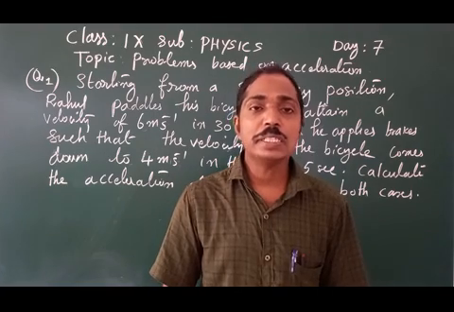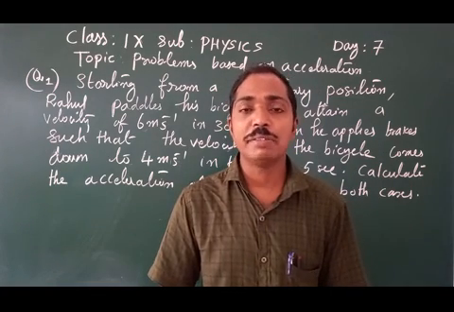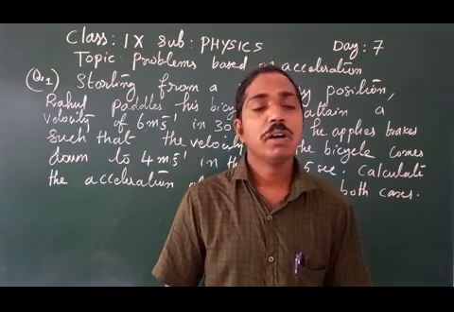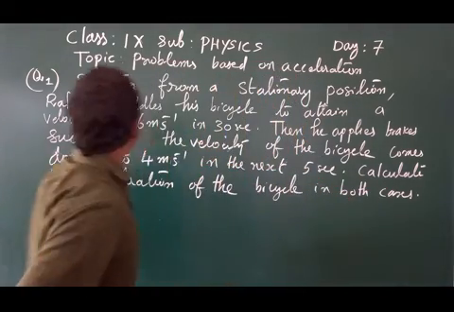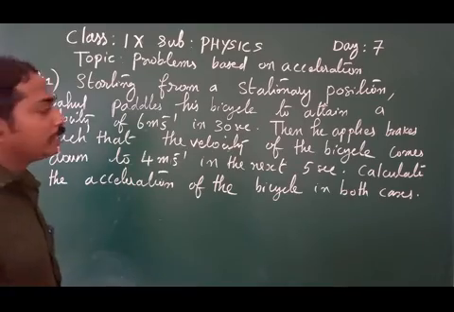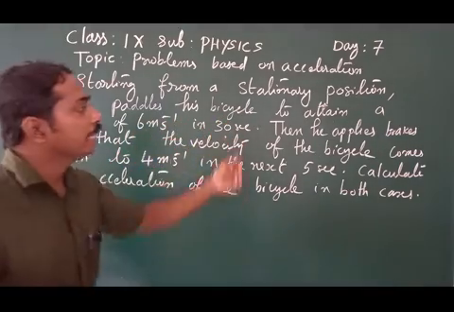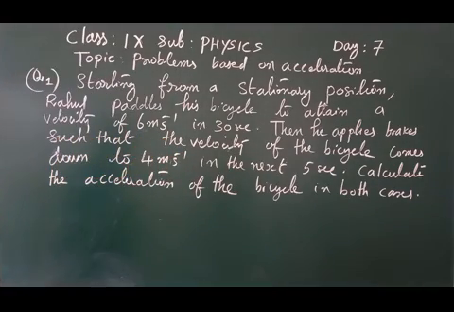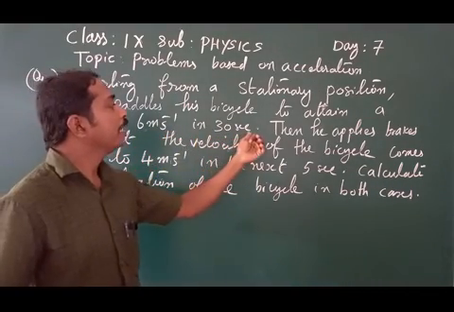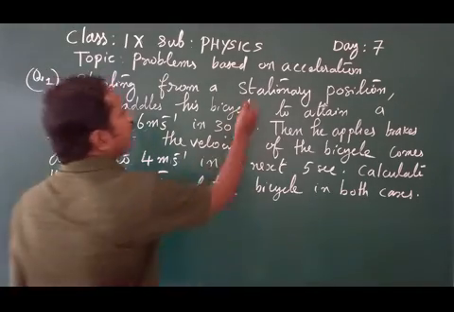Today in this class we are learning two problems based on acceleration and velocity. So the first problem I will explain. Starting from a stationary position, Rahul pedals his bicycle to attain a velocity of 6 meters per second in 30 seconds.